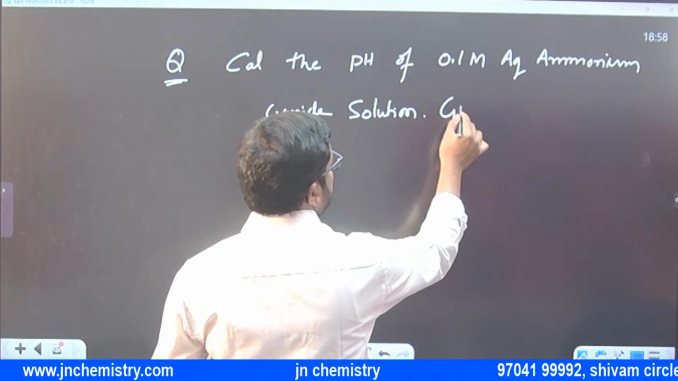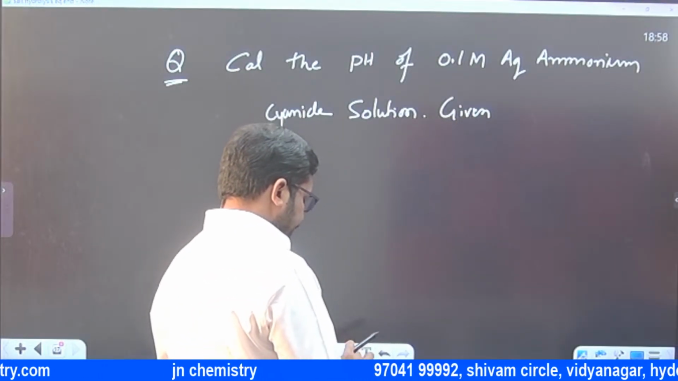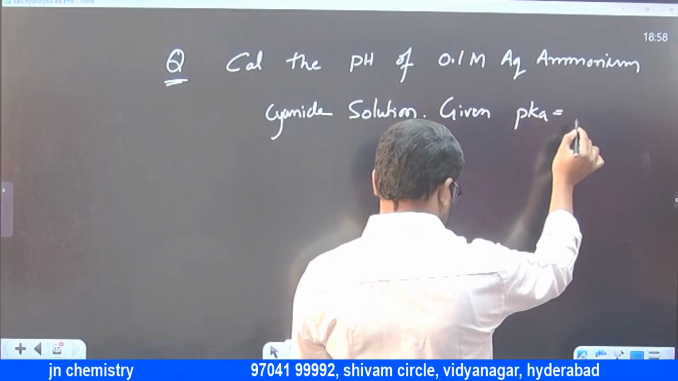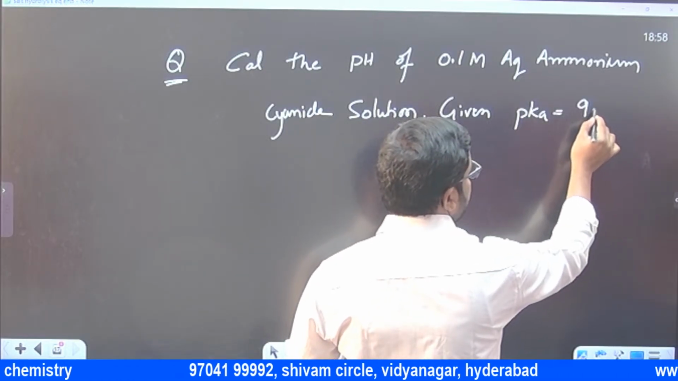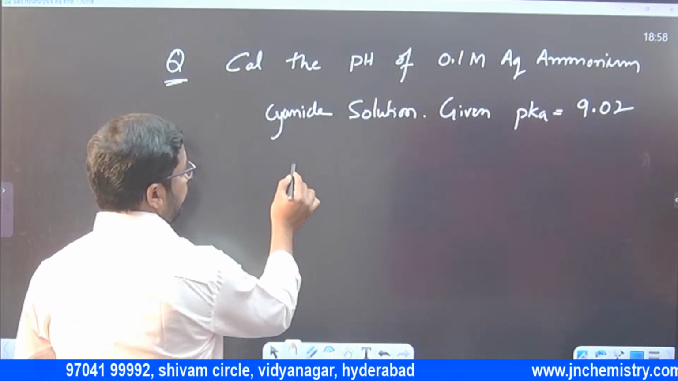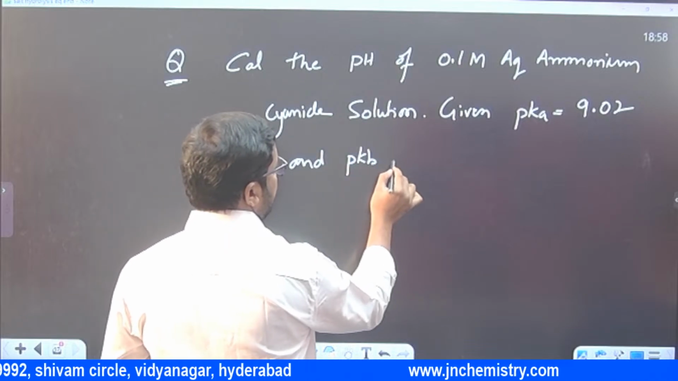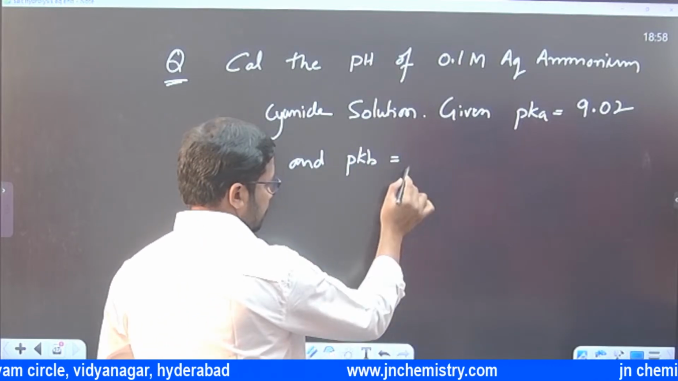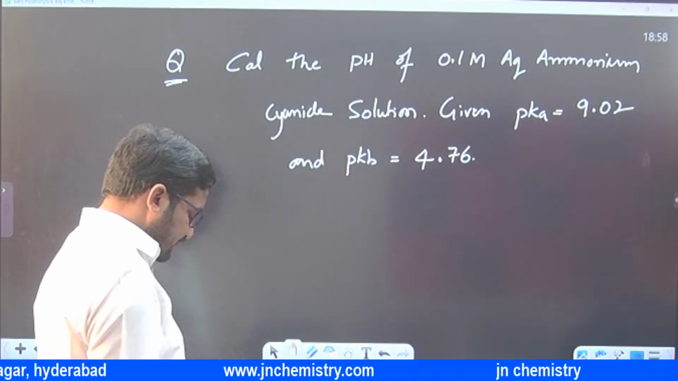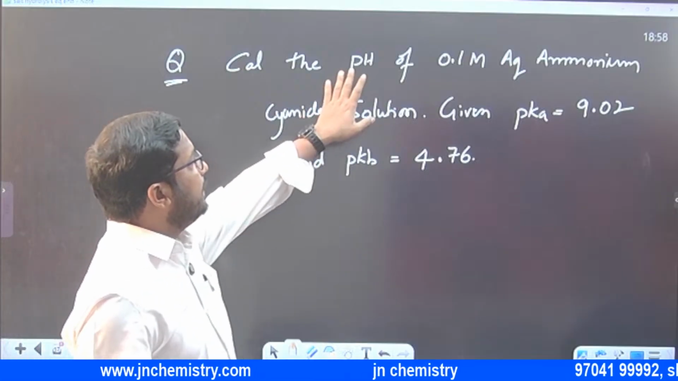Given pKa is equals to 9.02 and pKb is 4.76. So what we need to do? We need to calculate the pH.